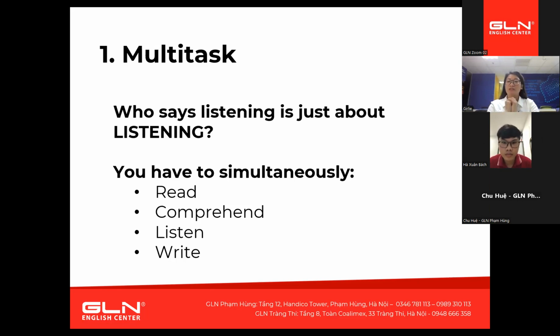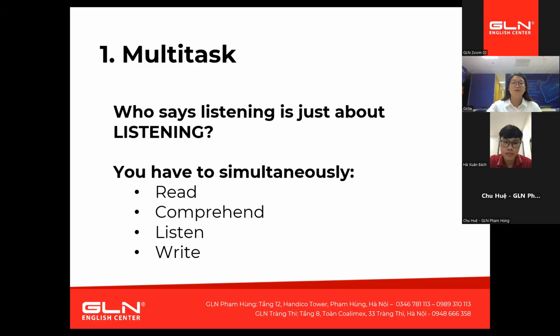What do you understand by multitask or multitasking? I understand multitask is doing so many things at the same time. Yes, thank you very much. So multitask is doing two or more things at the same time. Who says listening is just about listening?